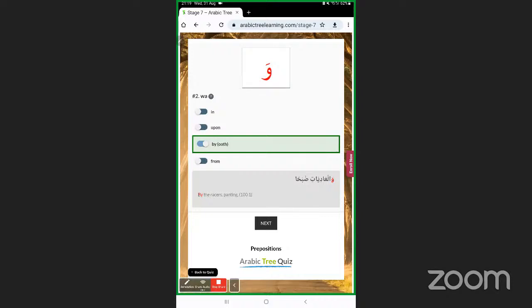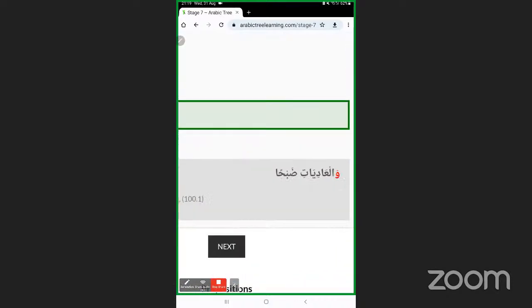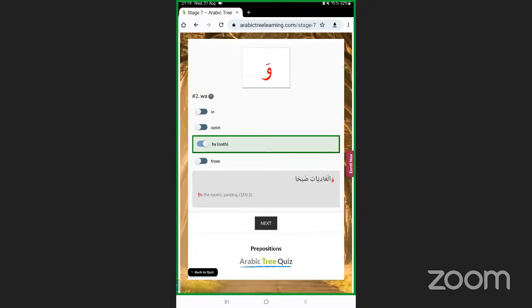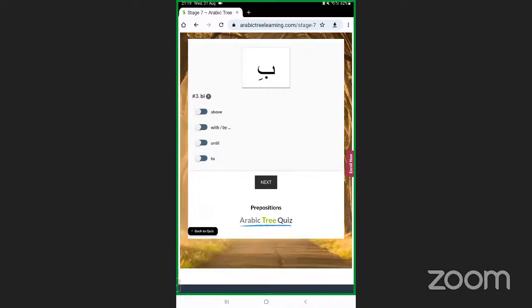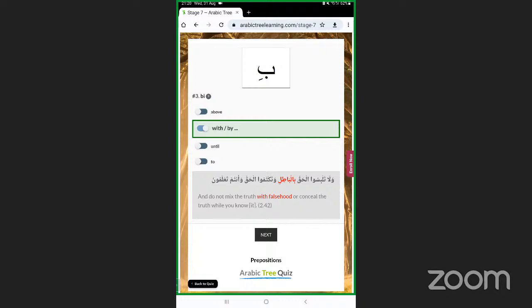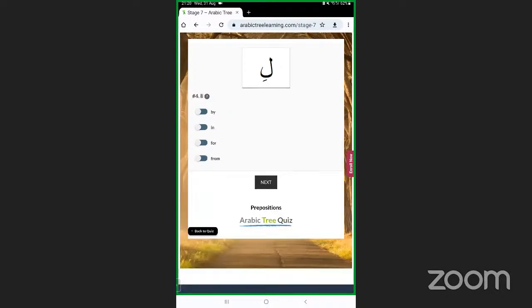Wal adiyati. Why is it al adiyati, not al adiyata? Because wa is a harf qasam, and harf qasam also brings its noun in jar. Don't worry, we will learn tomorrow. Now you will be amazed. Bi, with, by. Bi also means qasam. Tomorrow we will learn it. This one we learned about.